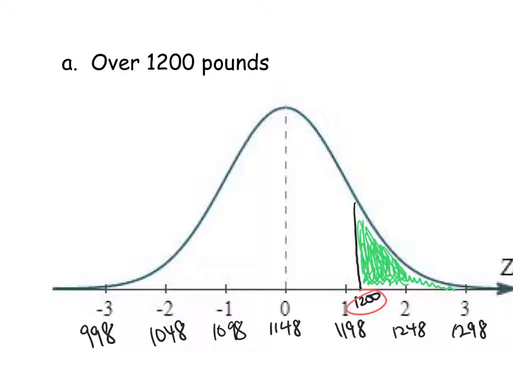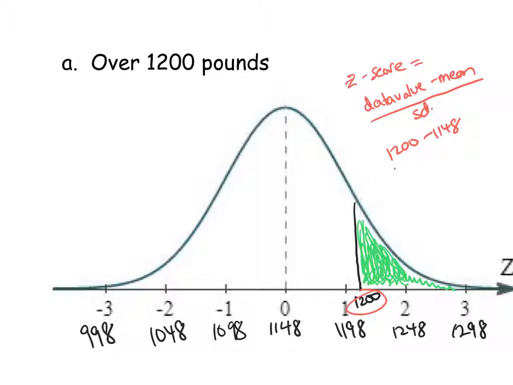So my formula for my z-score is the z-score is equal to the data value minus the mean divided by the standard deviation. I'm using SD for standard deviation. So my data value here is 1200. My mean was 1148, and I'm going to divide that by 50. And so when I do that, I get 1.04. That is my z-score. And so really, if you look right here, that makes sense because I'm slightly over 1 standard deviation. So this is equivalent to 1.04.